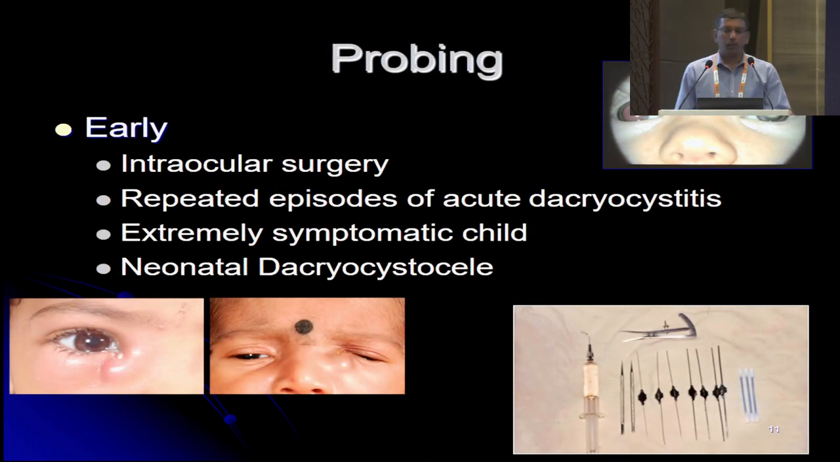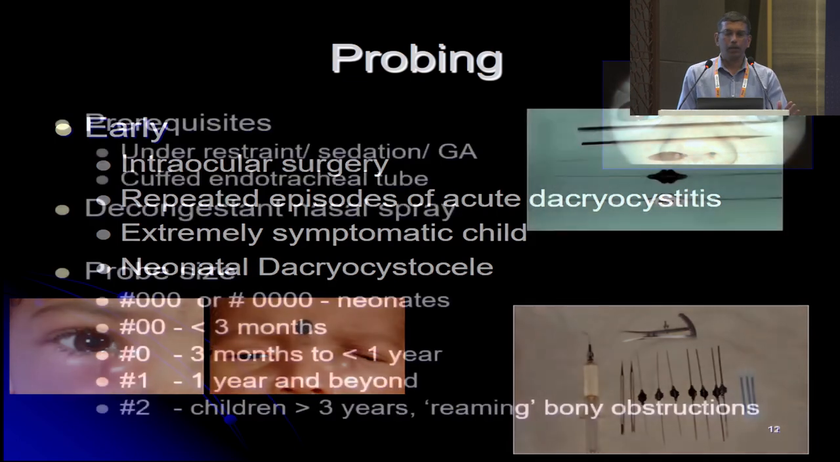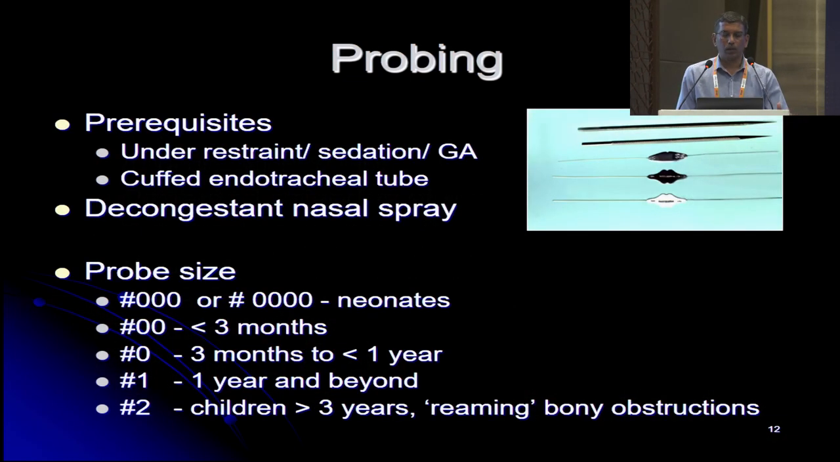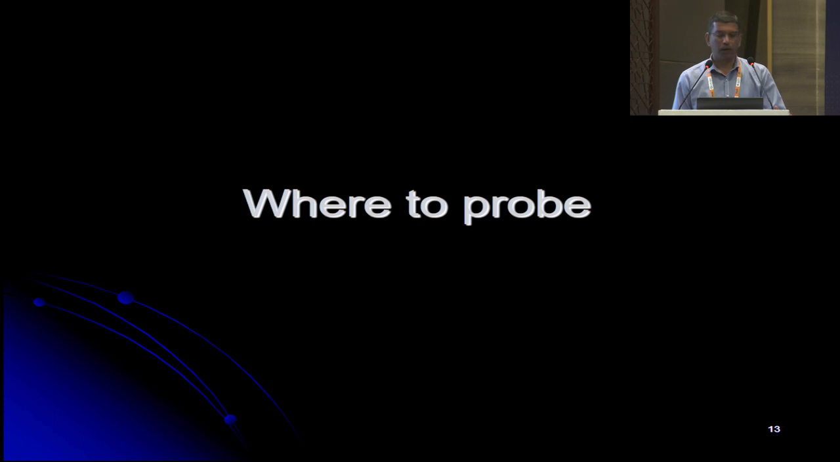You can go for early probing, as I just mentioned, if there is an amniocele, or repeated episodes of acute dacryocystitis in children, or an extremely symptomatic child. Otherwise, the best time is around 9 to 12 months of age. You need to have a Bowman's probe set, with sizes from 00 to normal. We start with the thinnest one, the punctum dilator, decongestant nasal spray, and getting the patient under sedation is what is required.